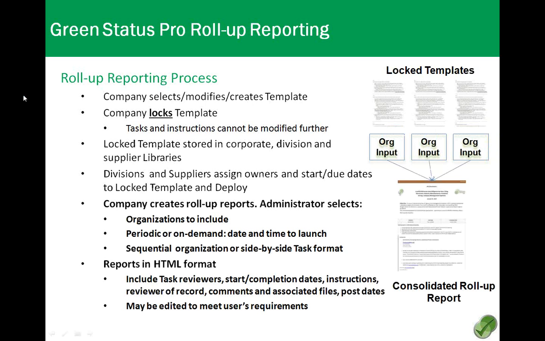The administrator merely selects the organizations to include in the report, the time the report is to be prepared, and the report format. It can be sequential by either organization or task. The reports are in HTML and include instructions, start, posting, and completion dates, reviewer of record, as well as comments and associated files. Internal, independent, and customer auditors can now be provided with comprehensive diligence roll-up reports with a few clicks of the mouse.